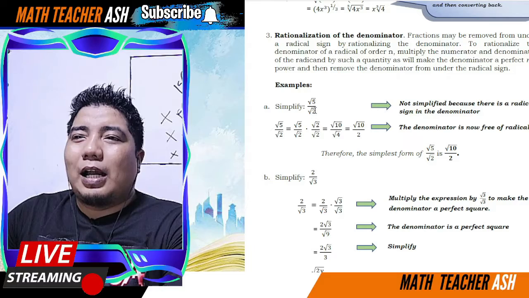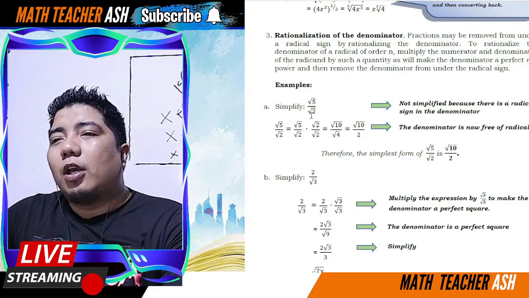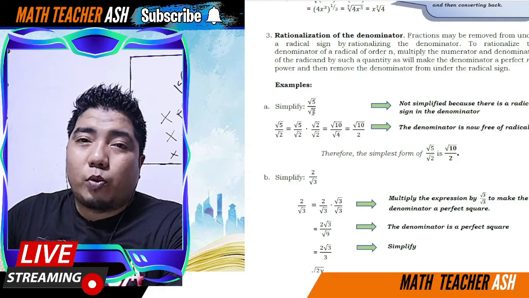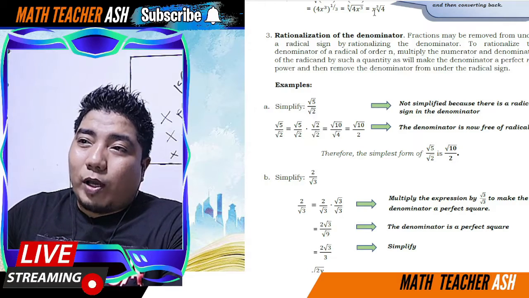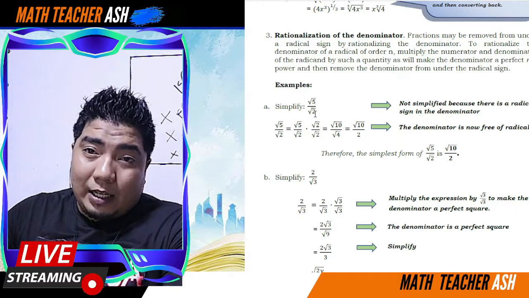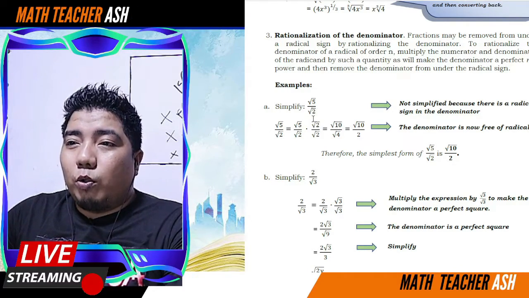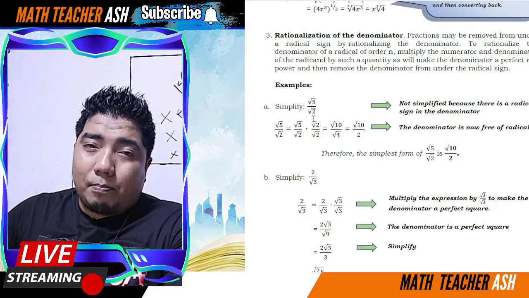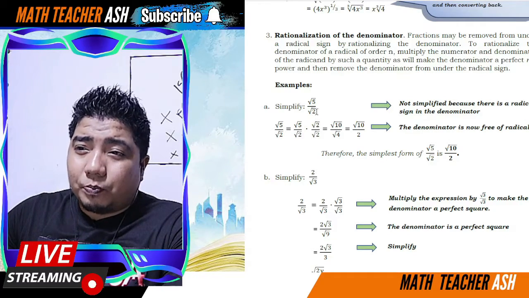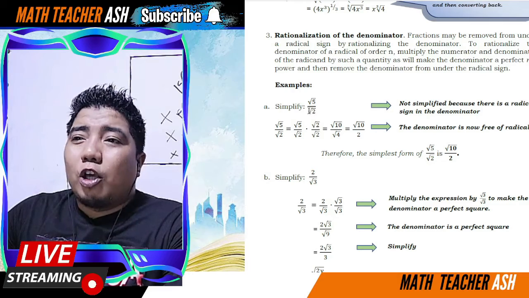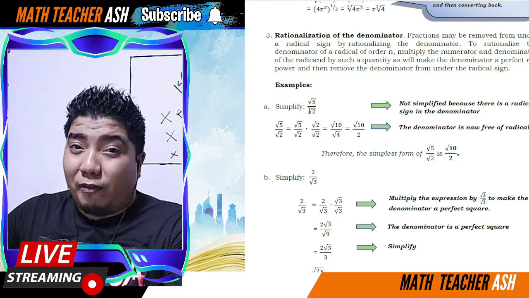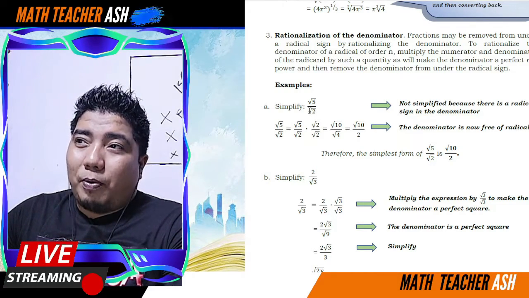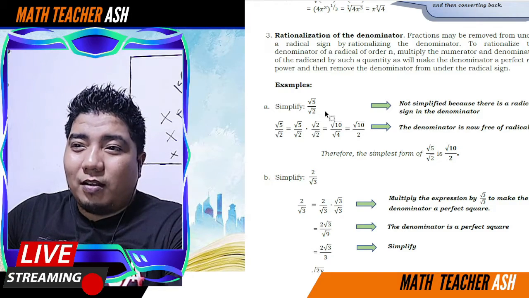Ang tanong, Sir Ash, paano ba mag-rationalize? Okay. Ang aim ng rationalization is just to eliminate the square root symbol below or in the denominator side. So, what to do is to multiply a certain number or a certain expression that would make your denominator into a perfect factor or perfect root of the given index.